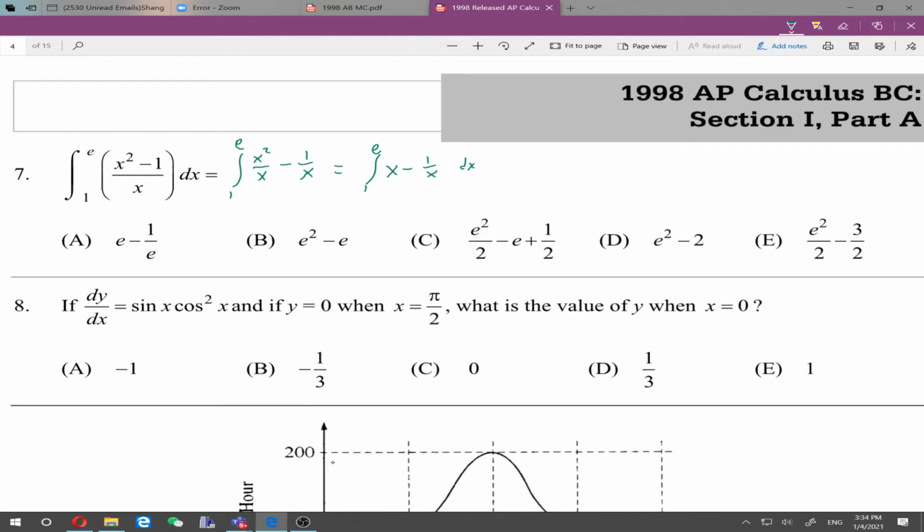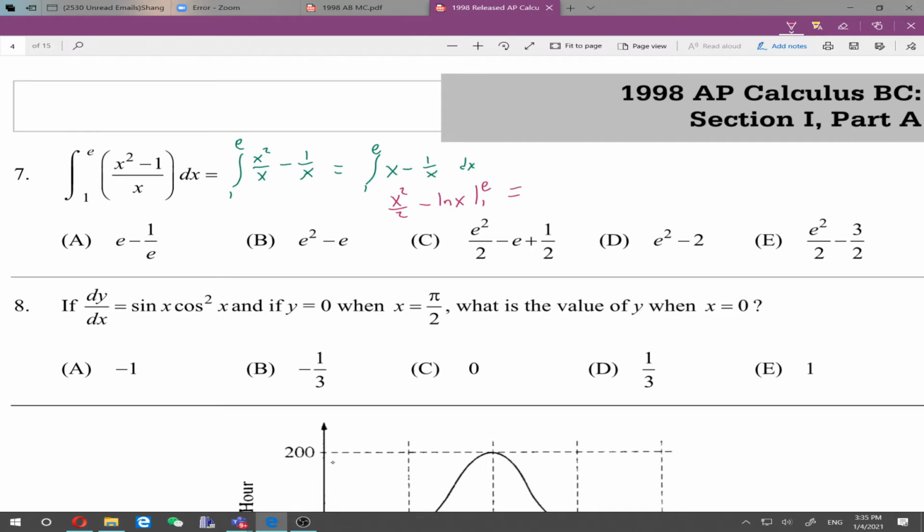Okay, so what happens when you integrate x? X squared over 2. Okay, what happens when I integrate 1 over x? Is that natural log or? Yep, natural log of x. Okay, and I would have a plus c, except we actually have bounds for this one, so I'm going to plug in upper bound and lower bound in order to get my answer.